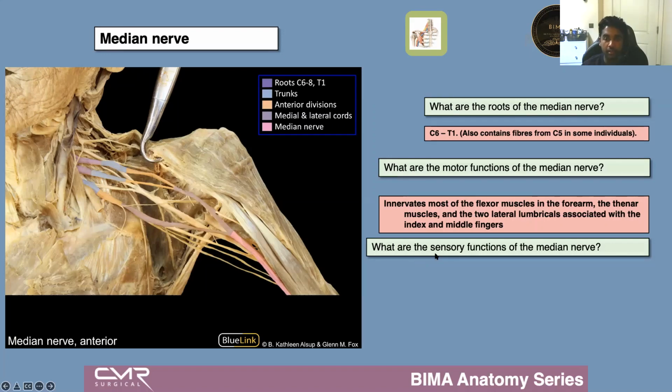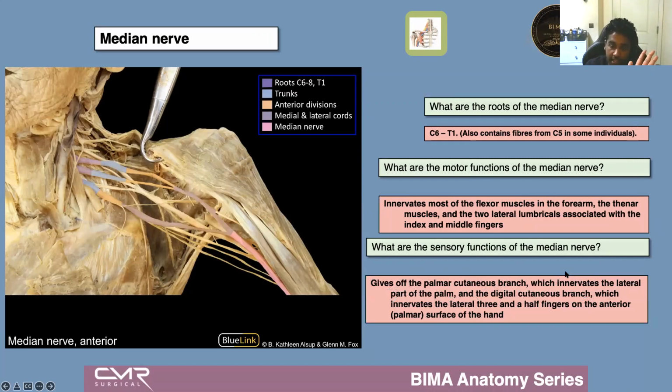And then the sensory functions of the median nerve, does anyone know? Good. It gives the palmar cutaneous branch, which innervates the lateral part of the palm. But the main thing we're worried about clinically, when seeing someone who has median nerve deficit, is any issues with the lateral 3.5 digits. That includes the thumb, this finger, this finger, and half of the ring finger. So that's the sensory function of the median nerve.